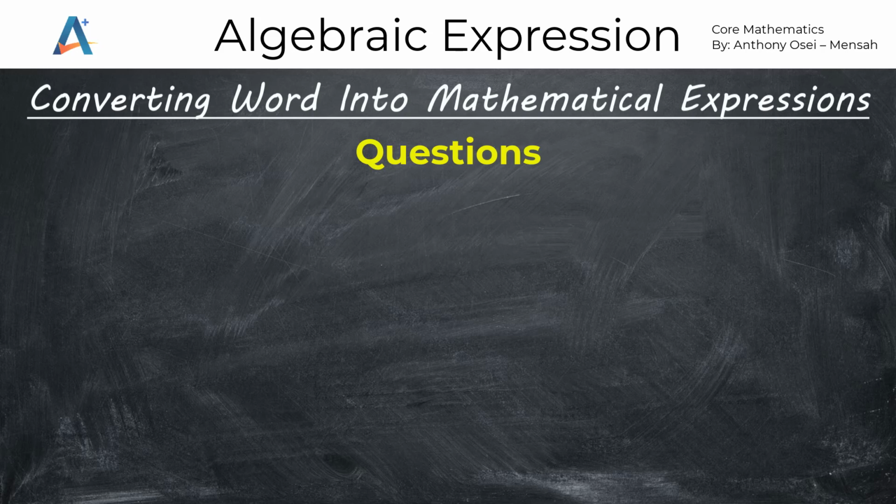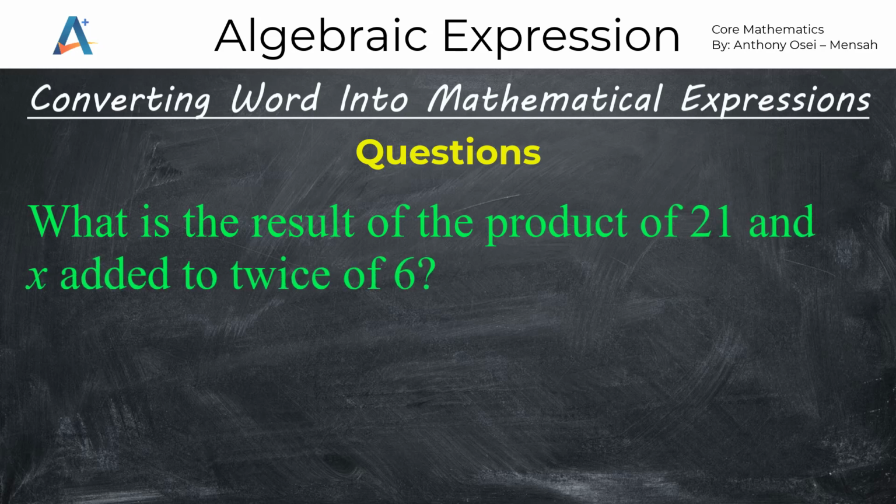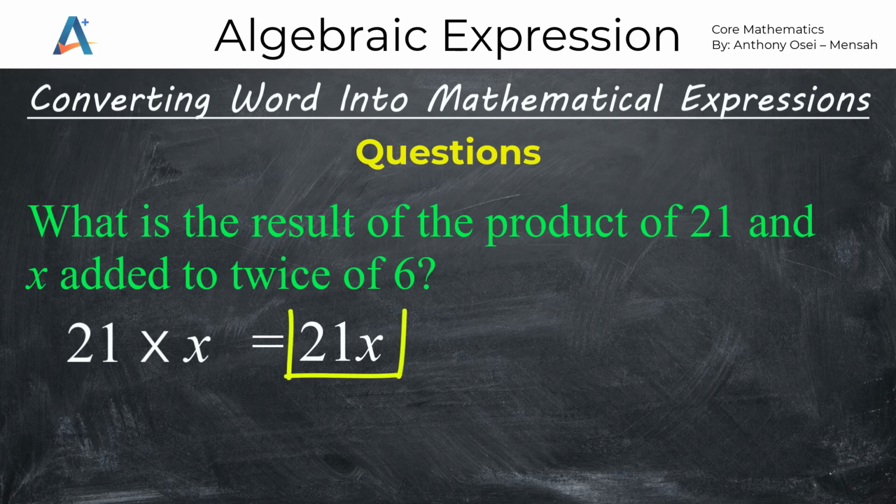So let's proceed. It says, what is the result of the product of 21 and x added to twice of 6? Now let me get a space. Let's calm down and understand the question, or understand the words. What is the result? Meaning we are looking for the answer of the product. Now look at this, product of 21 and x. Product means multiplication. So 21 times x will give us 21x. So the product of 21 and x is 21x.